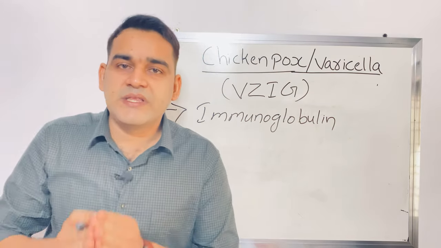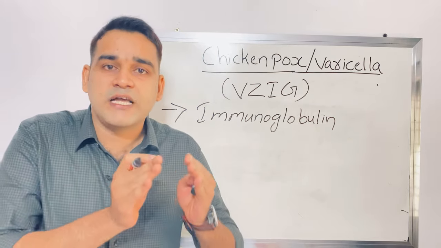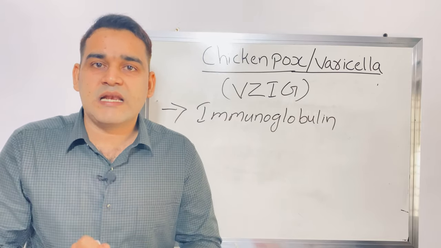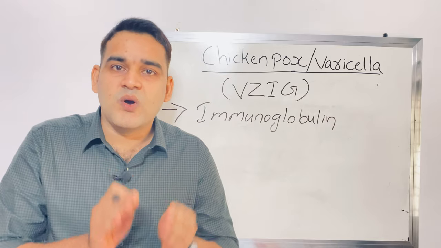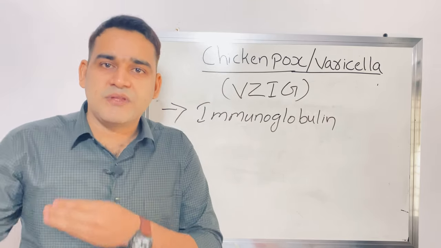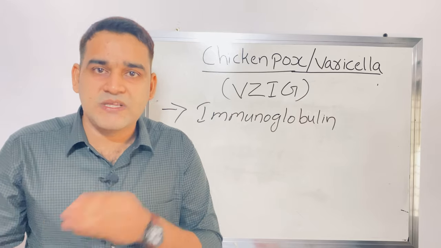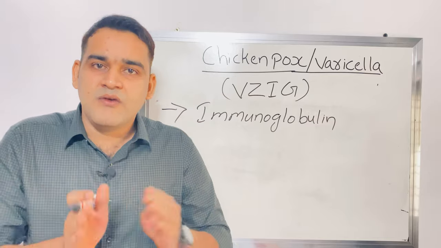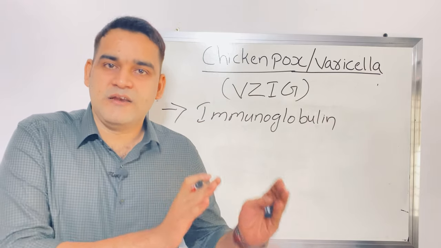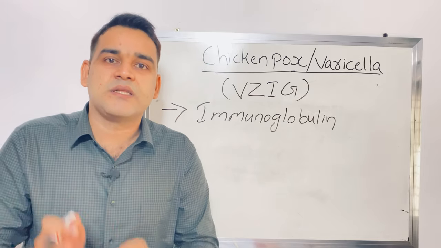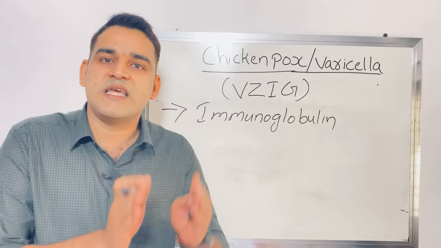You have to give within 72 hours of the exposure, that is within 3 days. Suppose a person has contact with an infected person of chickenpox. Within 3 days, if you are giving varicella zoster immunoglobulin, we can prevent that infection. Especially, it is highly effective in immunosuppressed patients, that is the patients who are having less immunity.